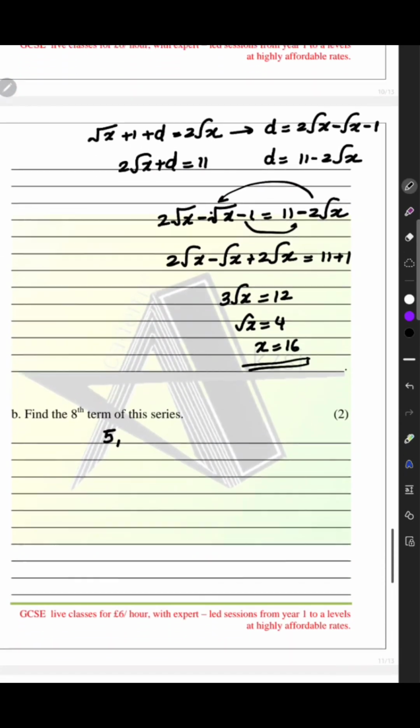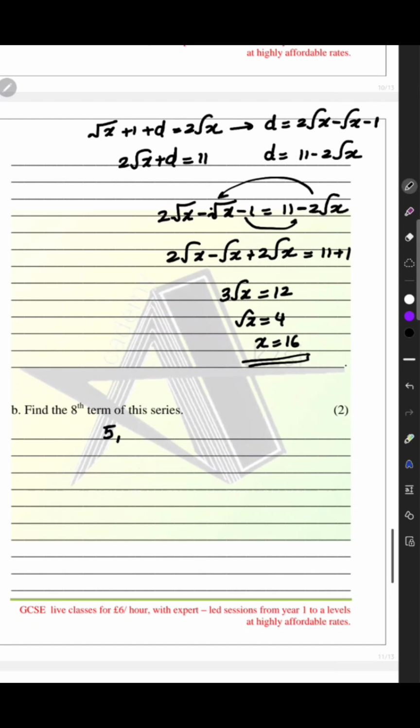Then 2 root x, that means 2 times 4, which is 8, and 11. You can clearly see what constant number we are adding, 3, to get the next term. So what will be the 8th term of this series?